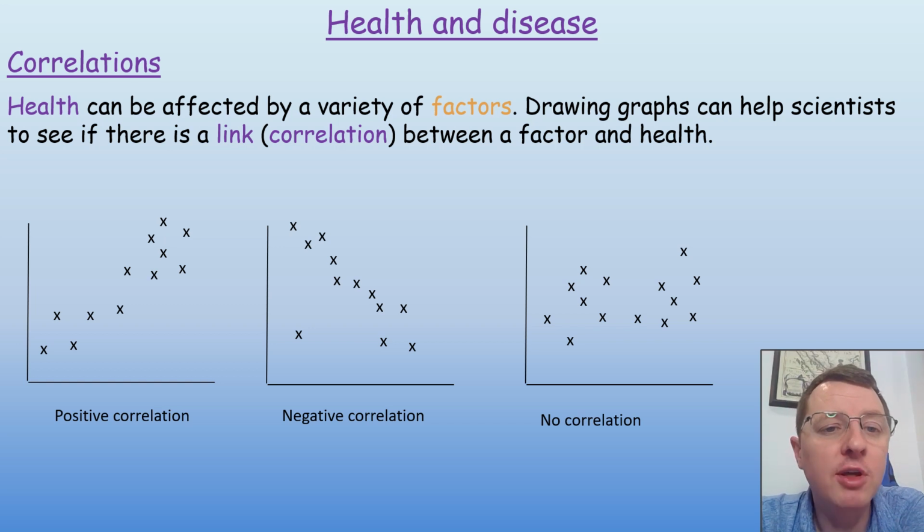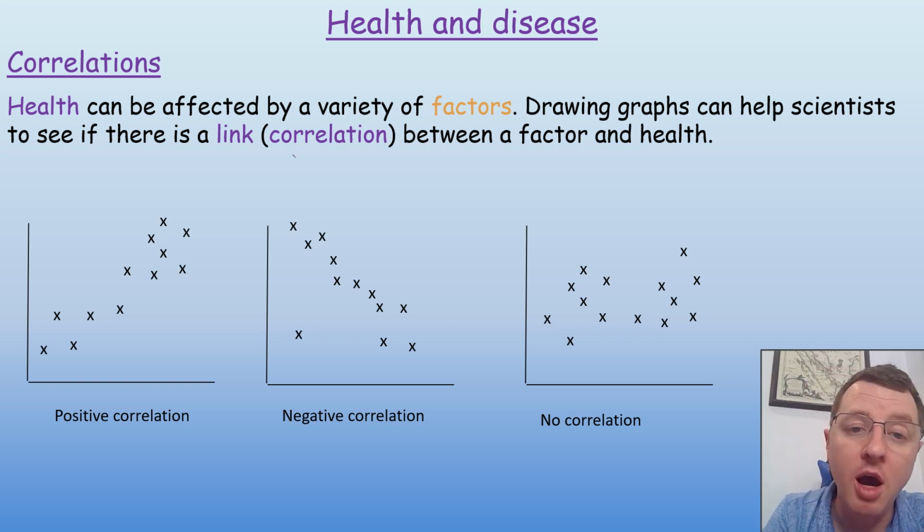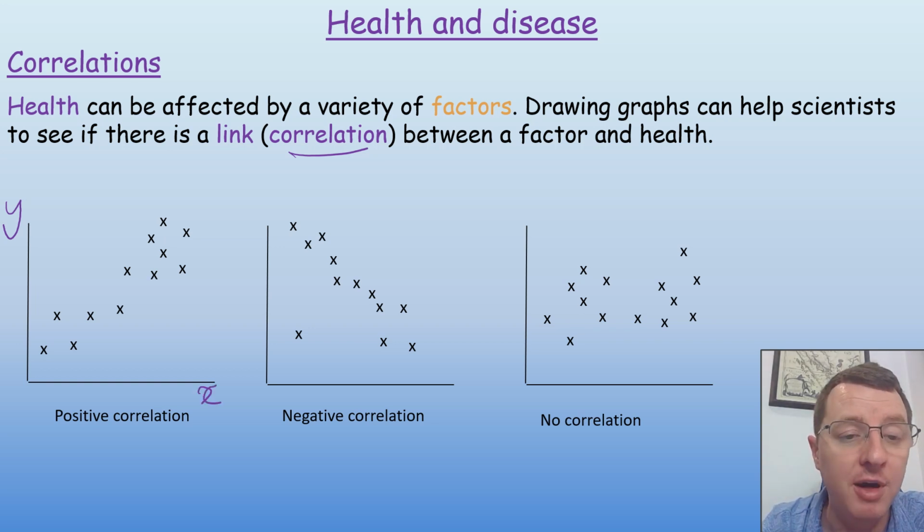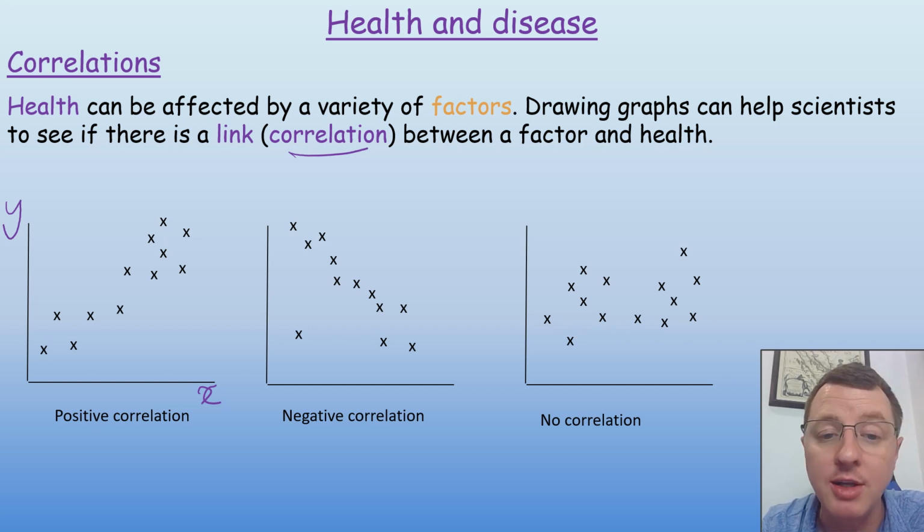So your health can obviously be affected by a variety of different factors, and drawing graphs can help a scientist to see if there is a link, a correlation between a particular factor and your health. So if we measured your health on the y-axis of a graph and the particular factor on the x-axis, you may find that there is or is not a correlation between them.